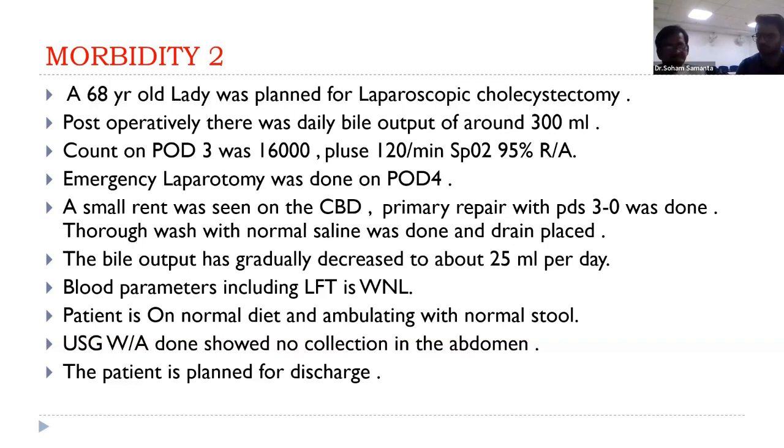Again, a trap. Most of the time, we do USG in the post-op period. They said minimal collection, but minimal is not sir, because USG is not a good investigation to assess. We have to do a CECT whole abdomen, sir.